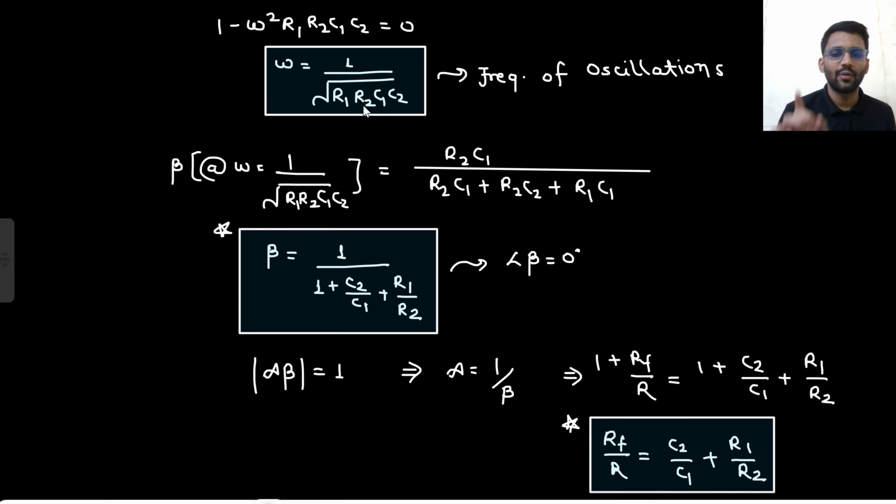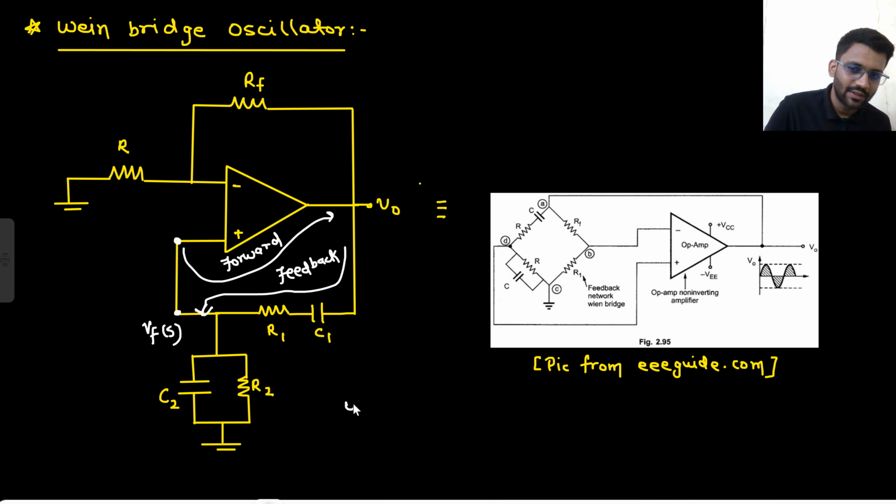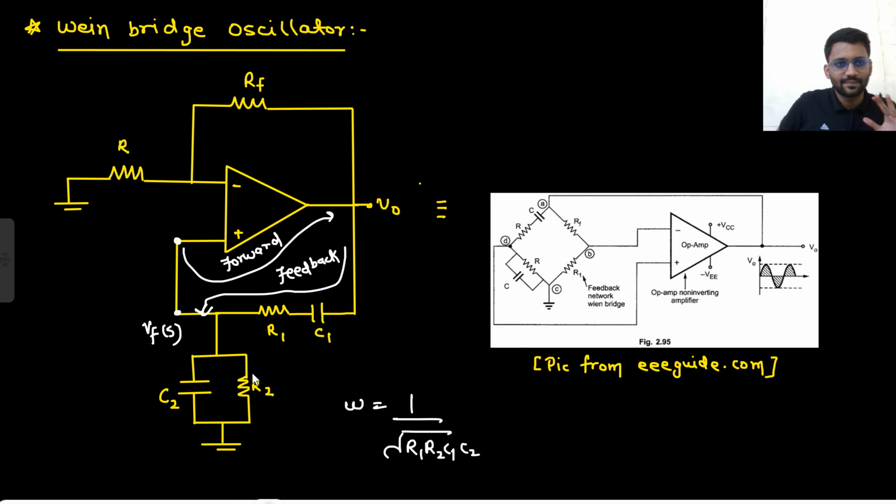What are you going to remember? You are going to remember this formula. How will you remember it? You remember the feedback path, no? So what is my frequency of oscillations? From here you can write 1 upon root r1 r2 c1 c2. All these parameters, that's it. Then how will you remember the value of rf by r?